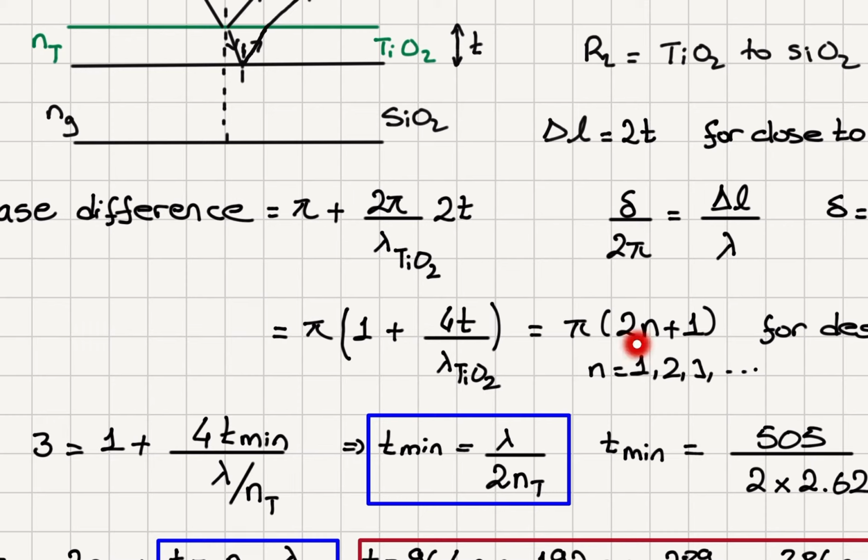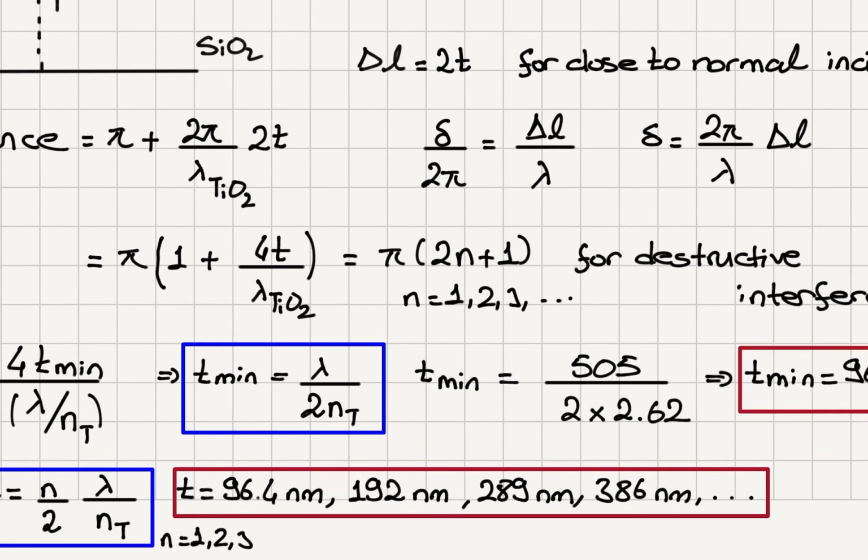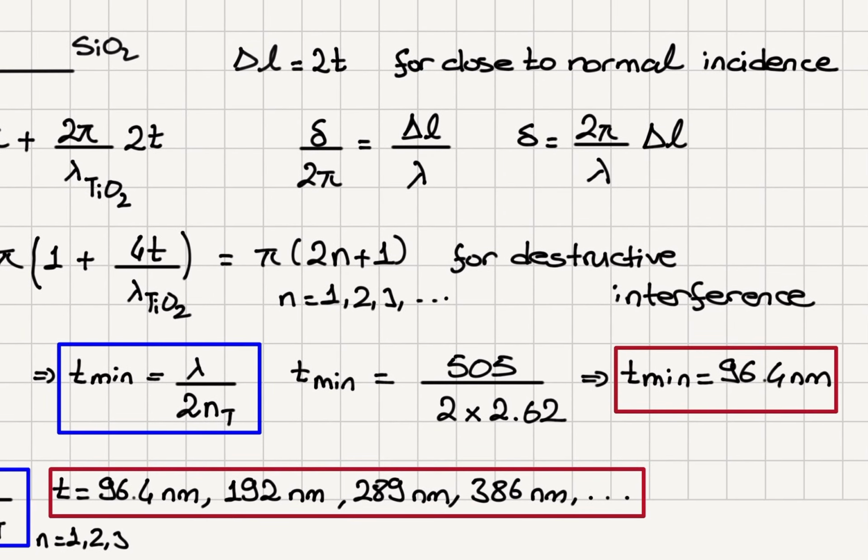So setting n equals 1, we have 3 pi is equal to pi times 1 plus 4t over lambda in titanium oxide. Pi's cancel. We obtain 3 equals 1 plus 4 t minimum divided by lambda in air divided by the index of refraction of titanium oxide. So this gives us a minimum thickness of lambda over n_t divided by 2, so it's lambda over 2 n_t. This gives us, for 505 nanometers wavelength, 96.4 nanometers.